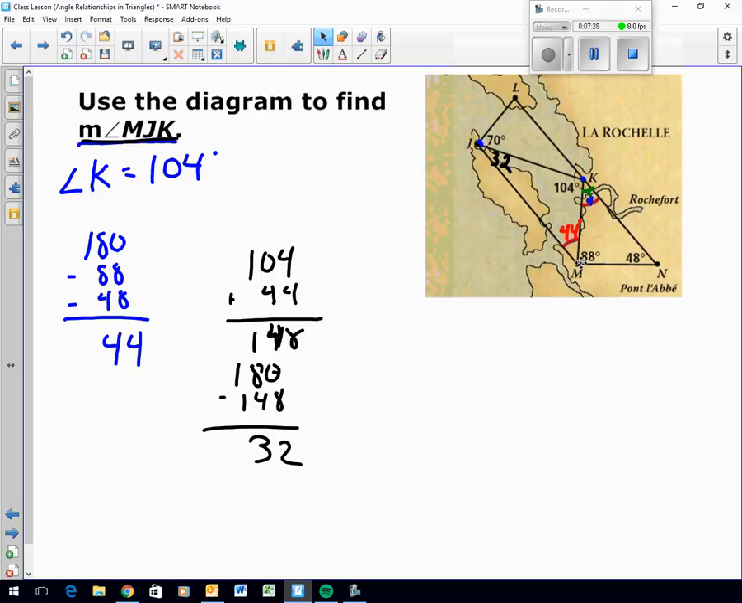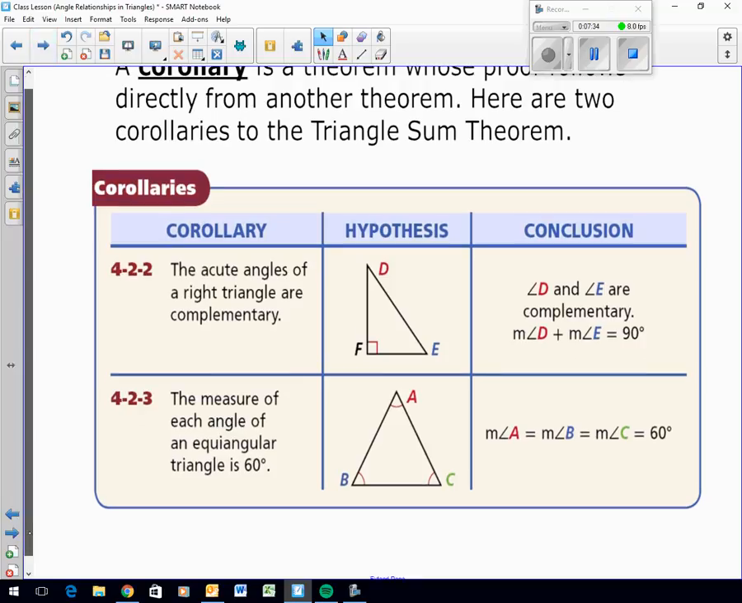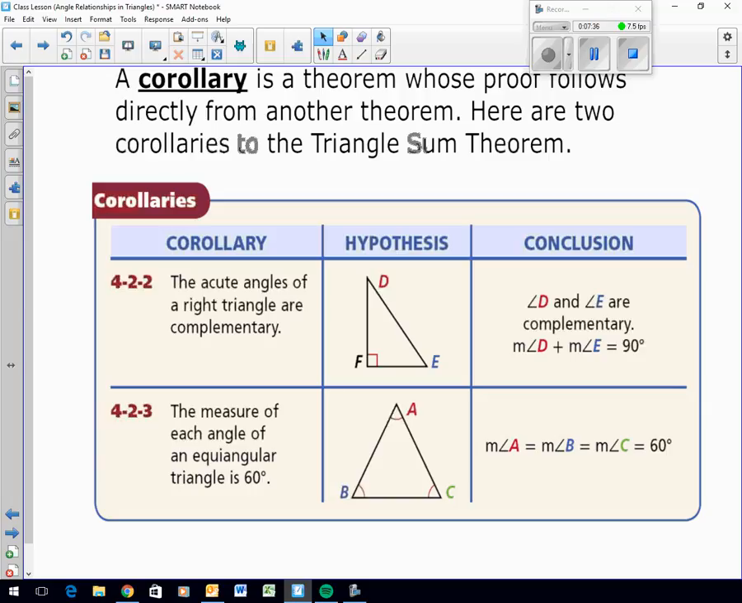Next. Okay, you don't need to write this down either. Don't worry about the definition of corollary. I just want you to see it. A corollary is a theorem whose proof follows directly from another theorem. There are two corollaries to the triangle sum theorem. First, the acute angles of a right triangle are complementary.